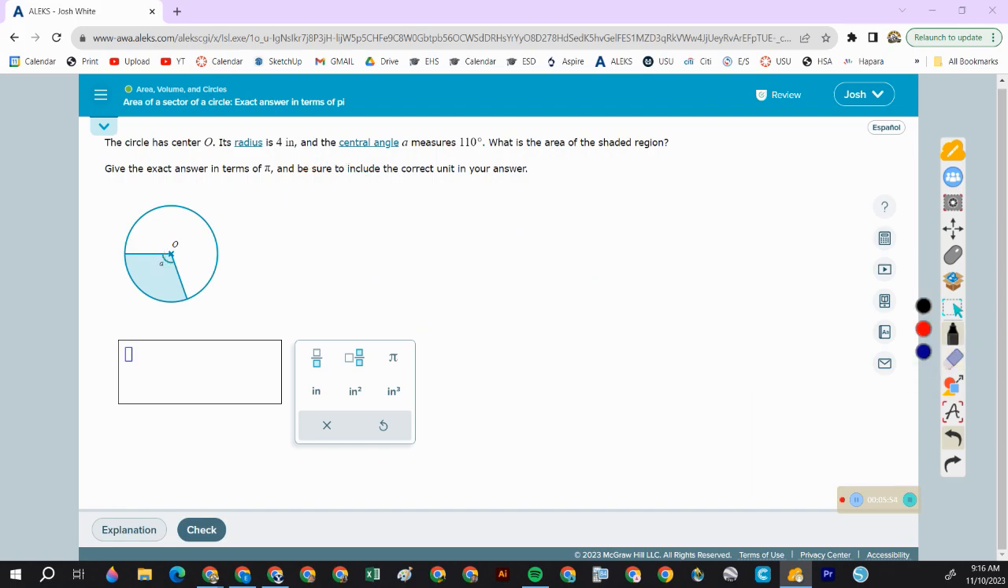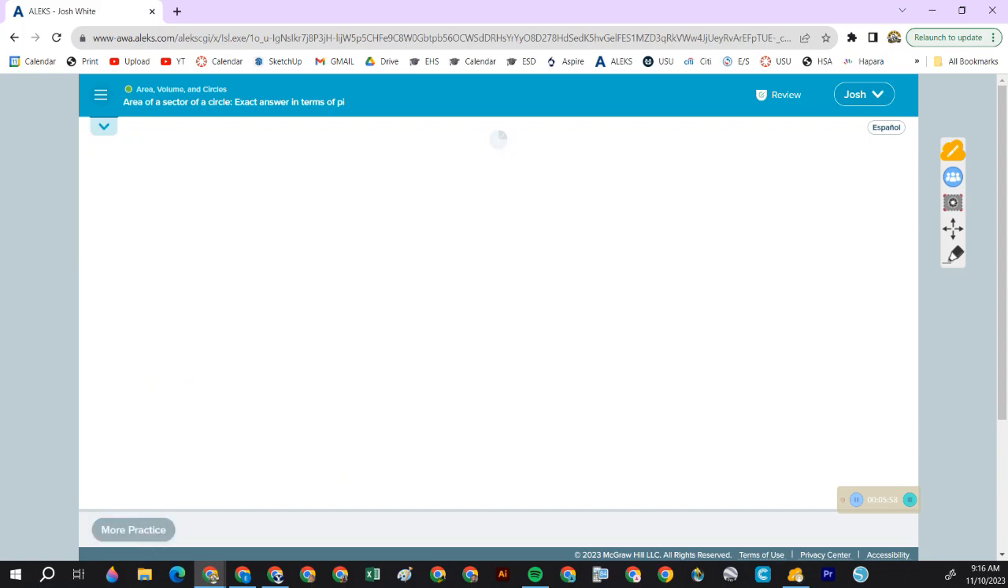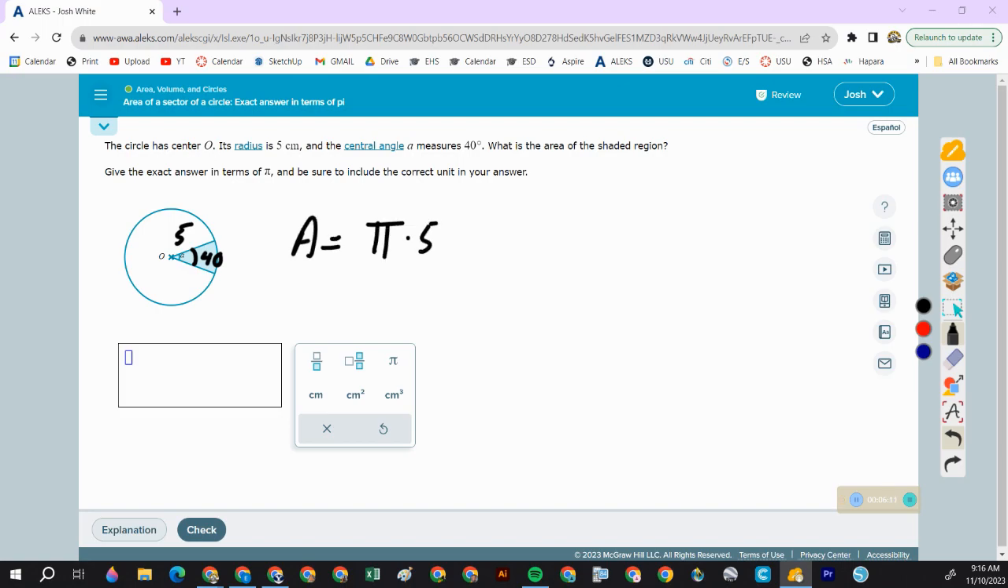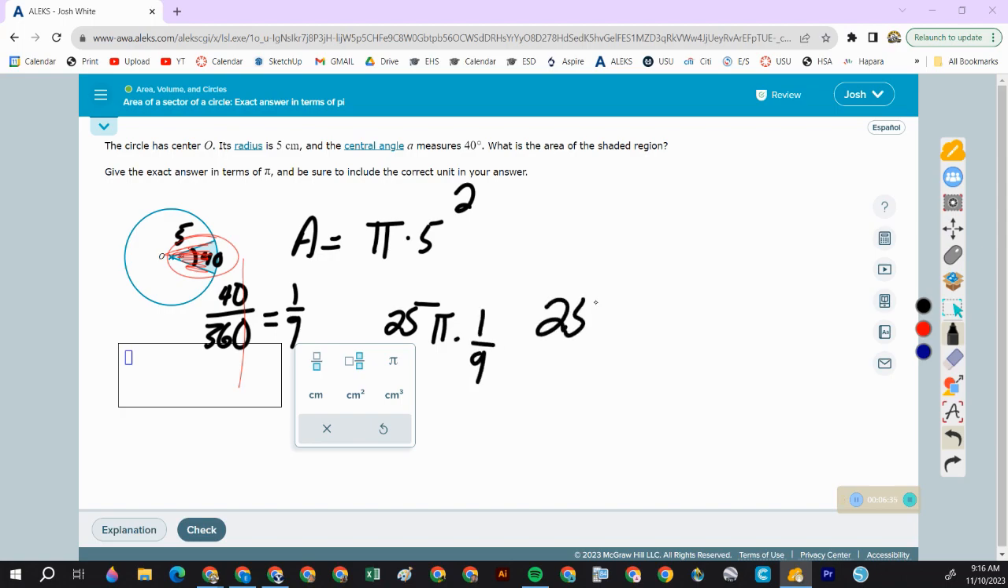All right, let's do another one of those. All right. So the radius is 5 and the angle is 40. So the area of the circle is pi times 5 squared, so 25 pi. And our piece of pizza has a 40-degree angle. So 40 divided by 360 is going to be, zeros cancel, 4 over 36 is 1/9. So our pizza is 1/9 of the full circle. So I times this by 1/9, and I get 25 pi over 9 centimeters squared. Easy enough?